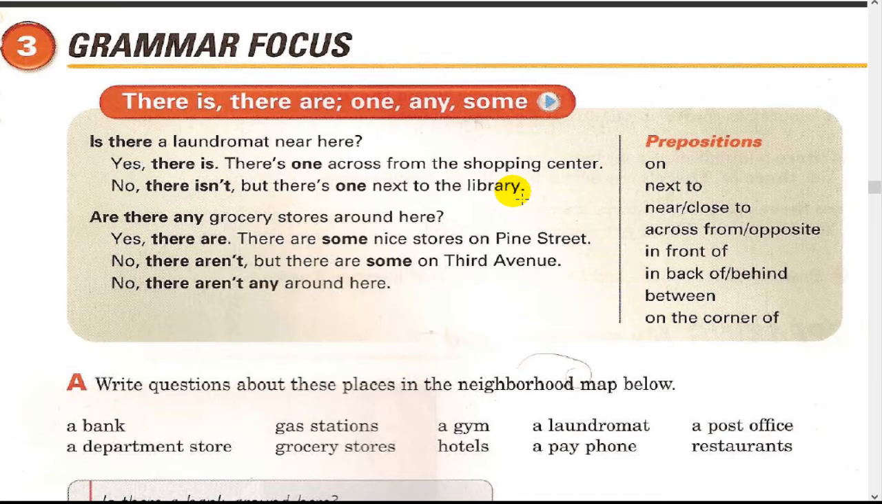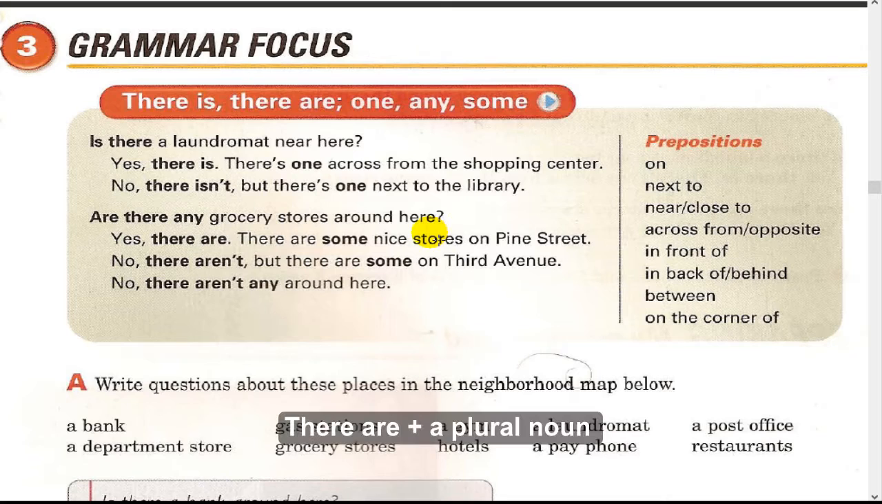Are there any grocery stores around here? Stores with S, plural. Yes, there are. There are some nice stores on Pine Street. There are, plus plural noun. Plural noun, 2, 3, 4. No, there aren't, but there are some on 3rd Avenue. No, there aren't any around here.